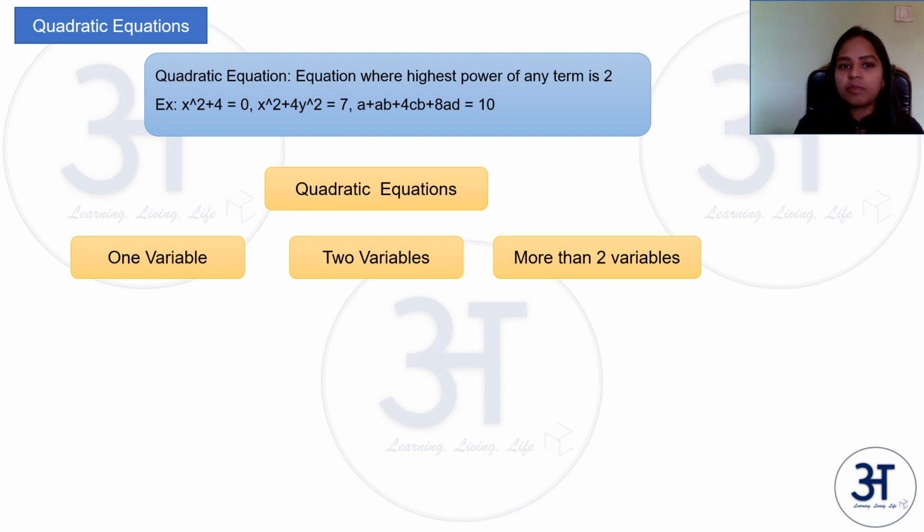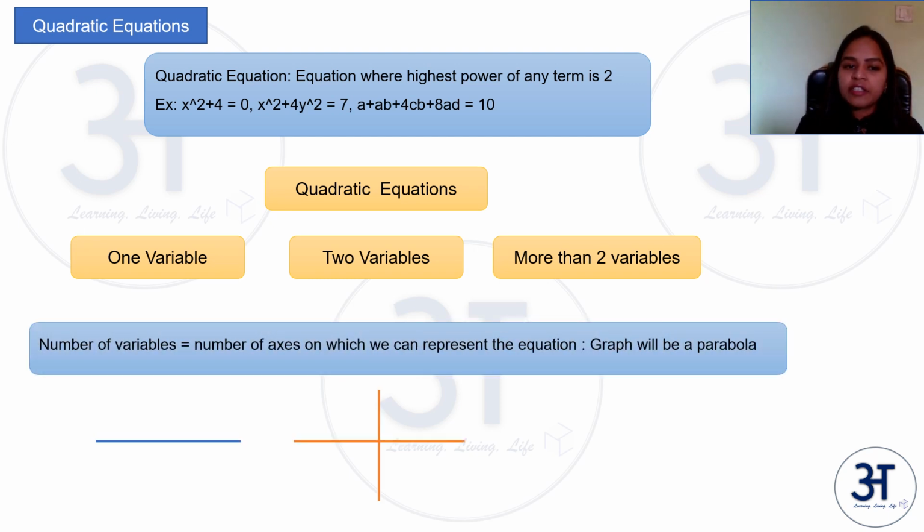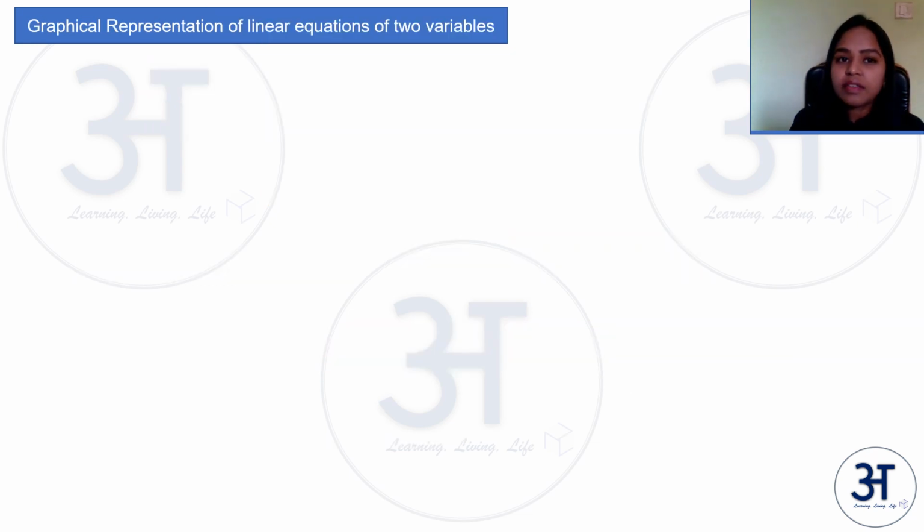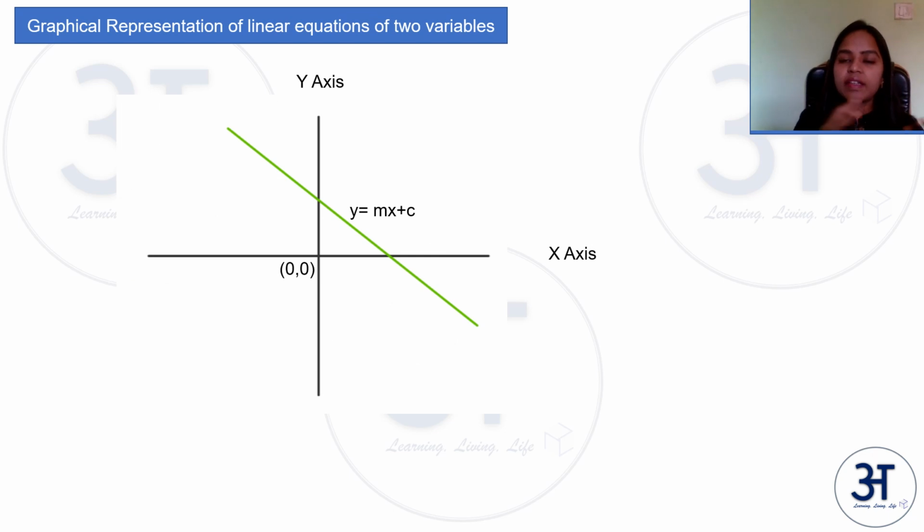Again, it can be of one variable, two variables, or more than two variables, and you can represent it graphically in a number of axes equal to the number of variables. So now let us look at the graphical representation of linear equations of two variables. As we have seen before, to represent a linear equation of two variables, we need two axes. So we'll take an xy axis. We'll take a linear equation which is y equal to mx plus c.